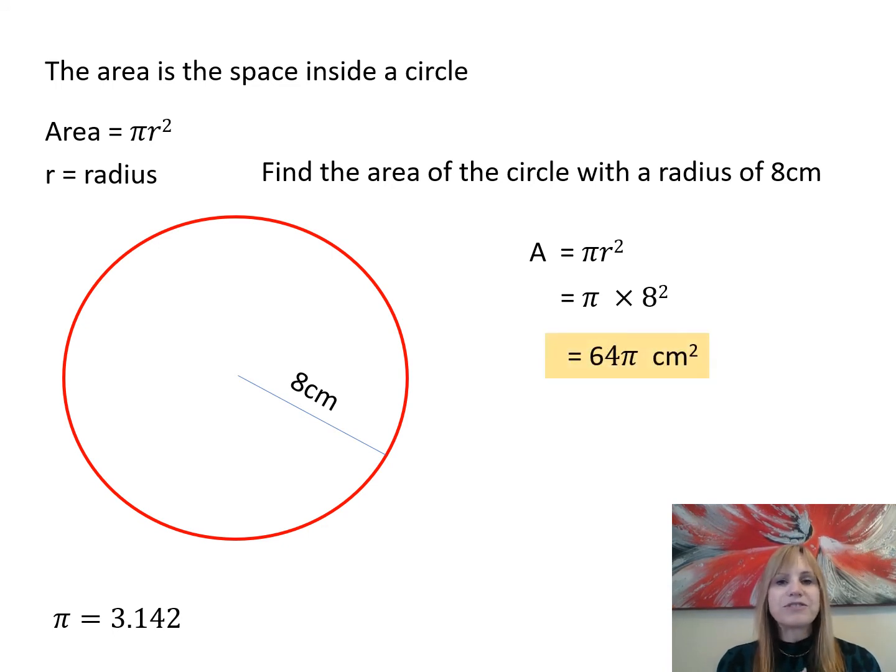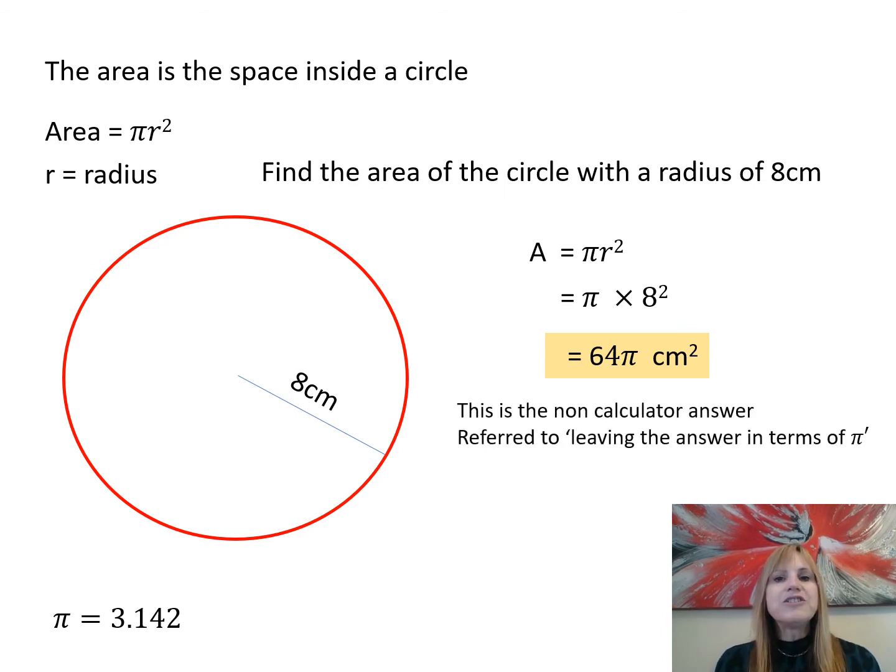So you can see that I've squared 8. 8 times 8 is 64, and just put that pi symbol next to it. So this is the non-calculator answer. It's called leaving it in terms of pi. We looked at that when we were finding the circumference of the circle.